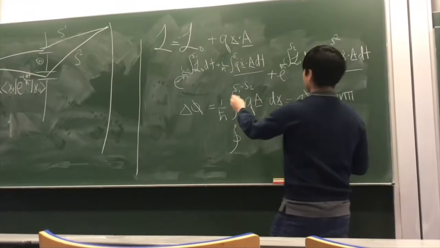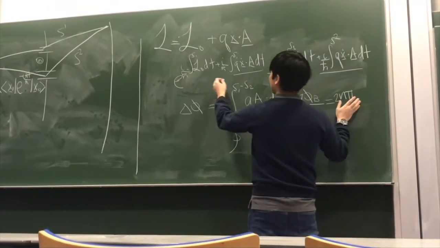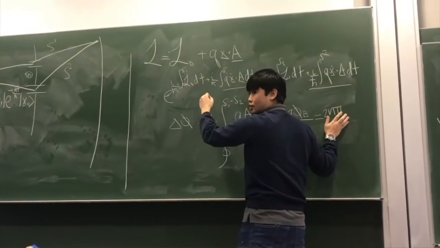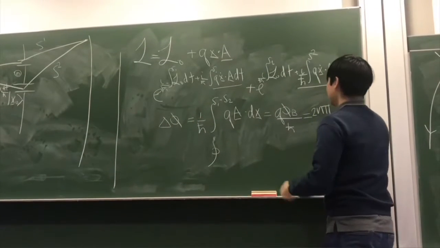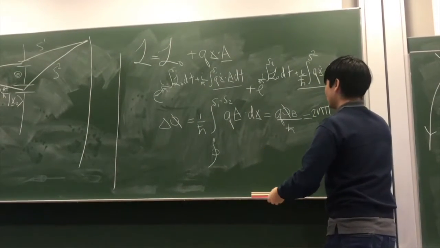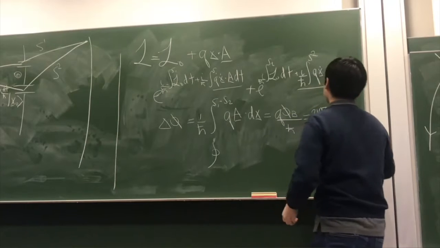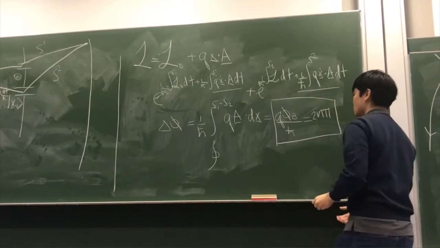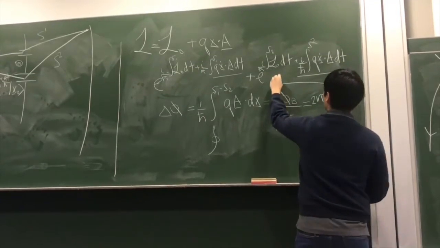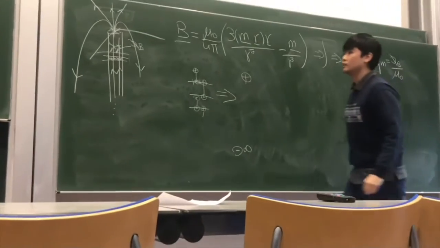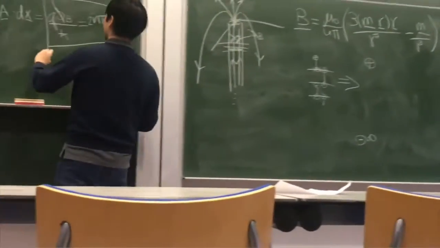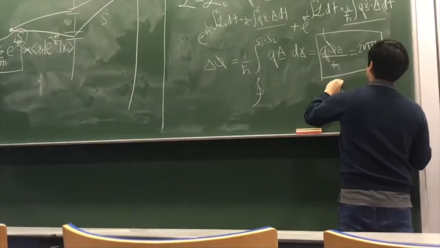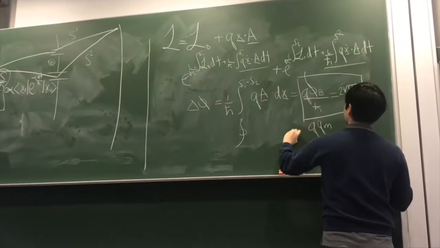So this is going to be 2nπ i plus the original shift, but that's equal to the original shift because you have the i there. And this is the Dirac quantization condition. If you put this equation there, plug that into that, you will get the Dirac quantization condition.